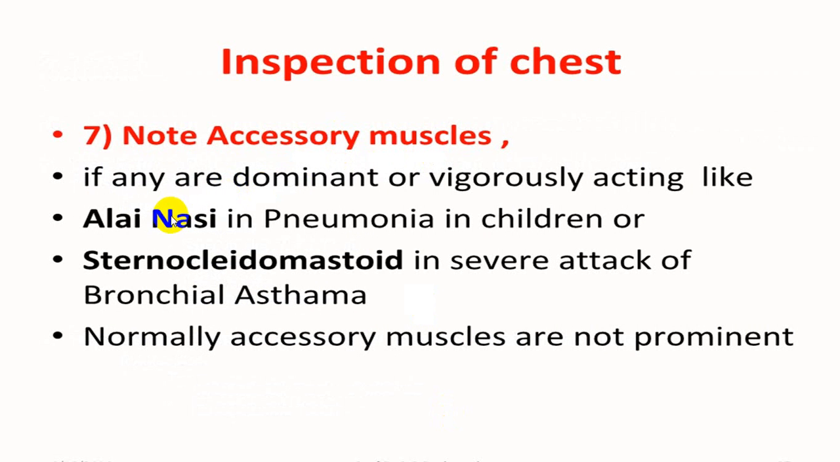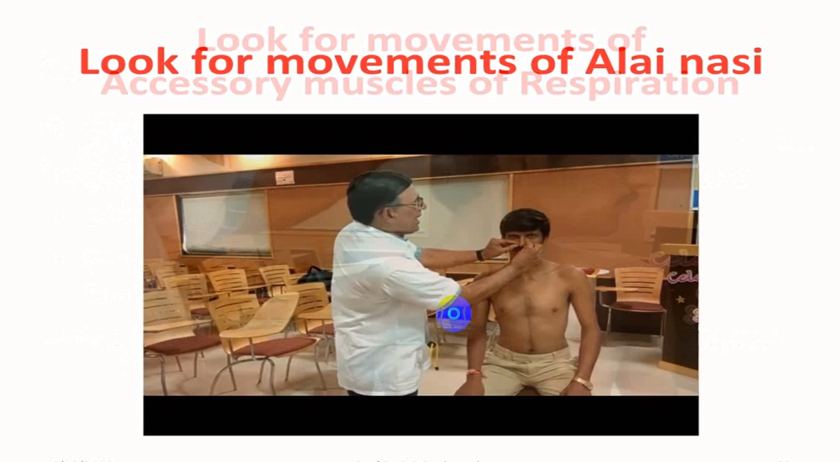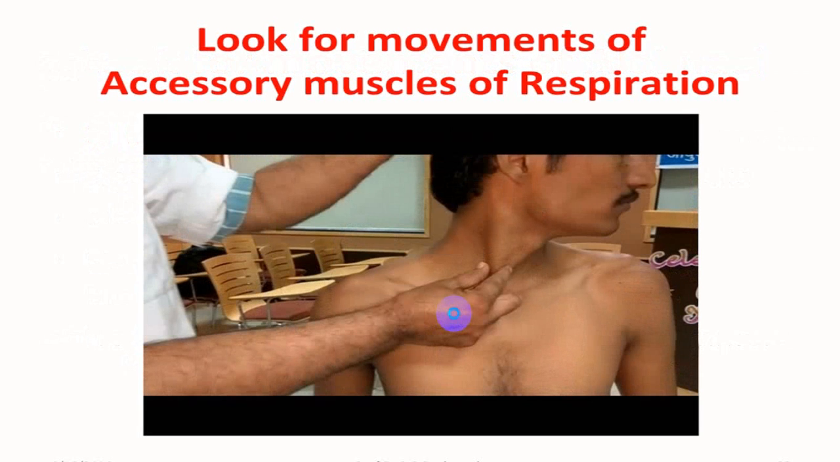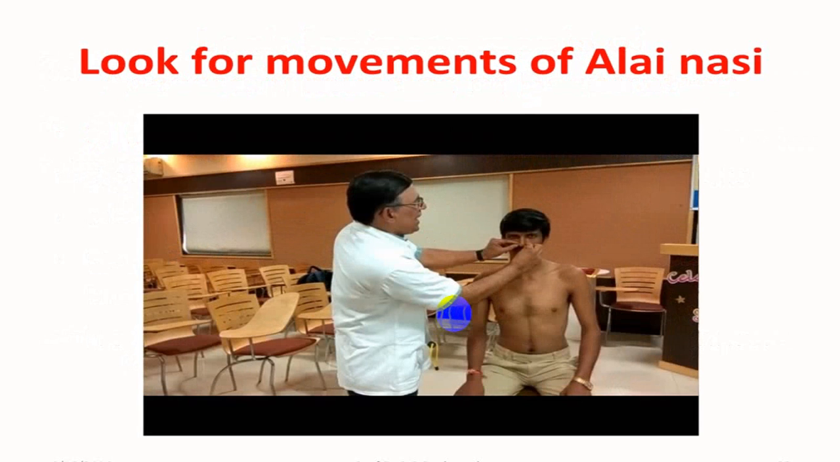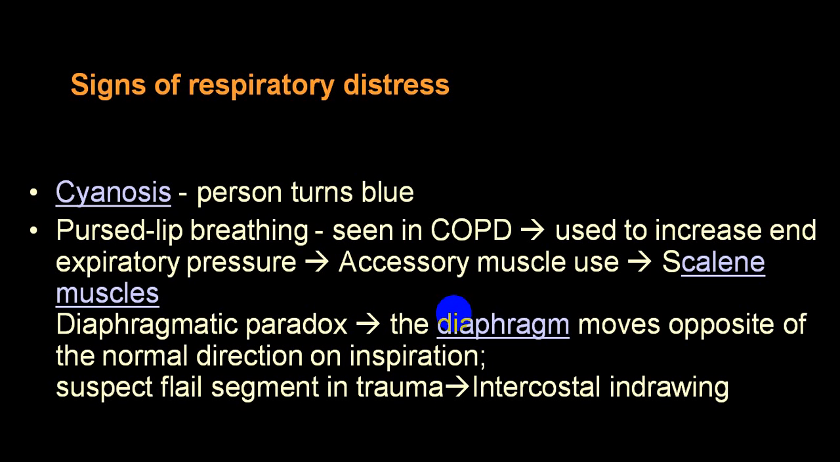So look at ala nasi and sternocleidomastoid. These are the two we commonly look at. The movement of ala nasi and sternocleidomastoid as accessory muscles of respiration. So this is sternocleidomastoid, this is ala nasi. This is on palpation. This is not inspection. I've taken those so you can see what you are looking for.